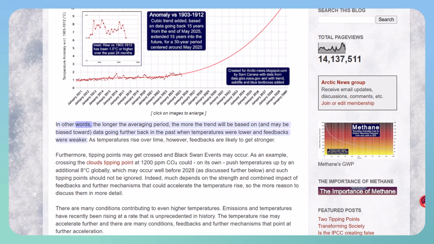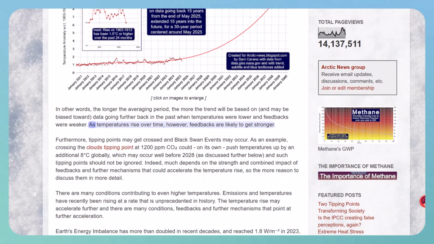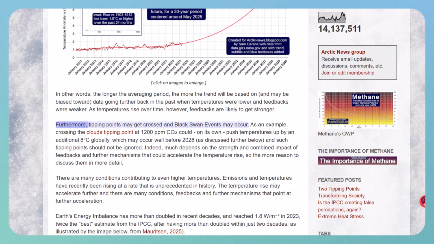In other words, the longer the averaging period, the more the trend will be based on, and may be biased toward, data going further back in the past when temperatures were lower and feedbacks were weaker. As temperatures rise over time, however, feedbacks are likely to get stronger. Furthermore, tipping points may get crossed and black swan events may occur.